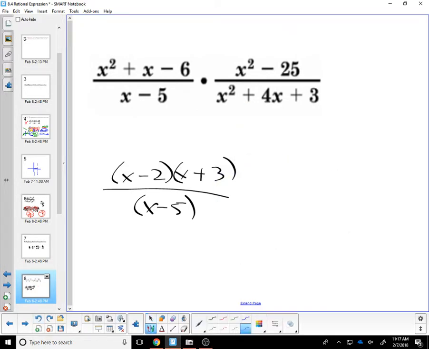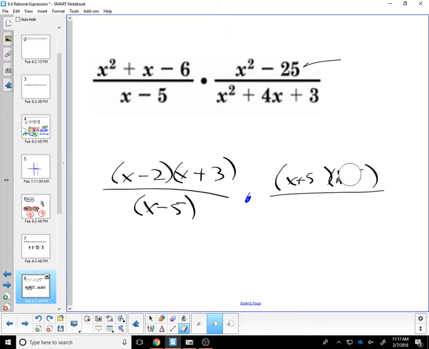Okay. Now, let's move on to the other side. This is the difference of squares. That means when I factor it, I'm going to get these things called conjugates. You guys remember those conjugates? That means x plus 5 and x minus 5. And in the denominator, it looks like I'm going to have an x plus 1 and an x plus 3.